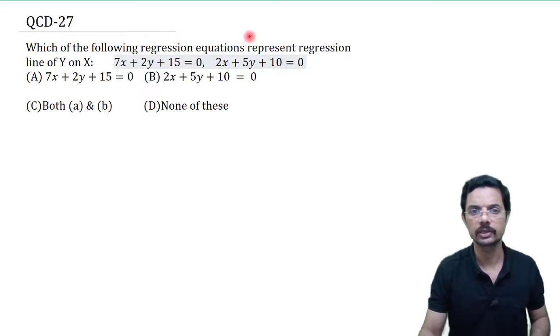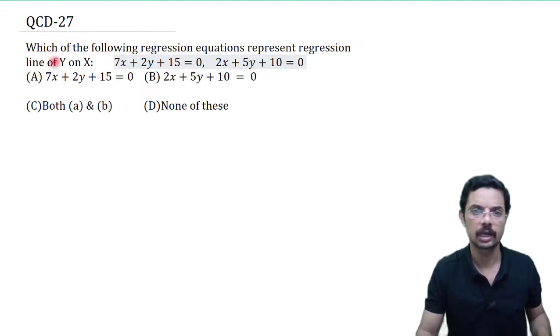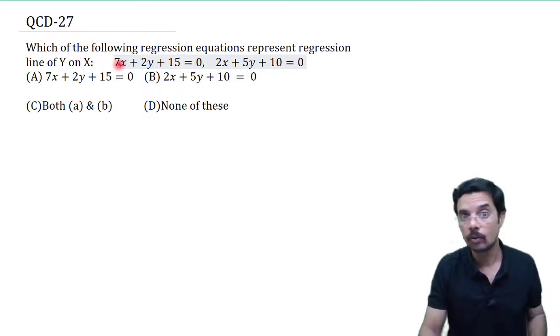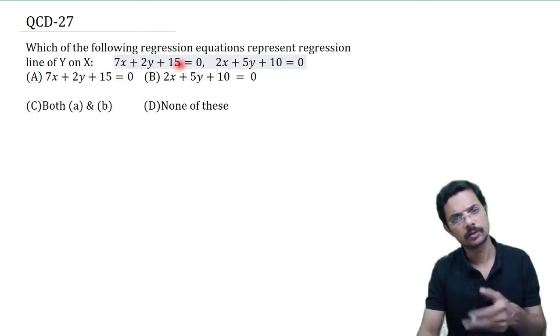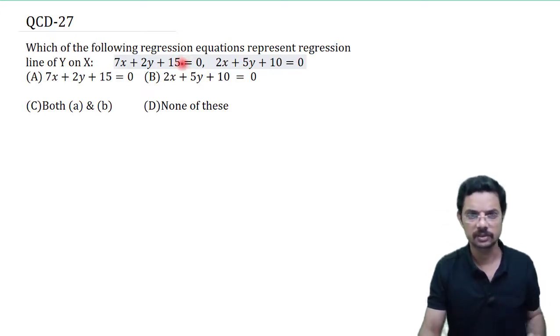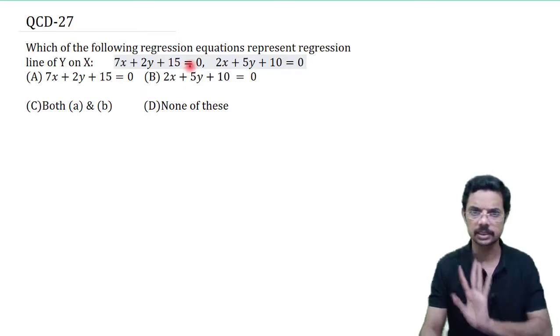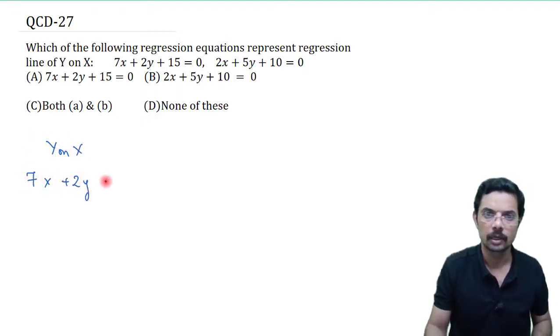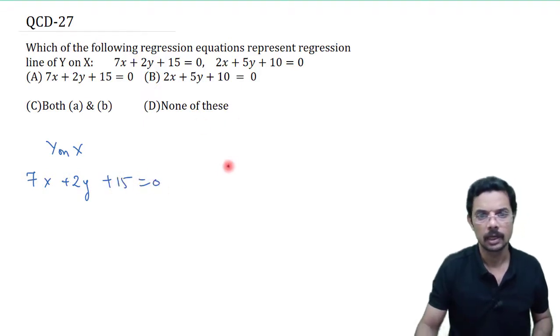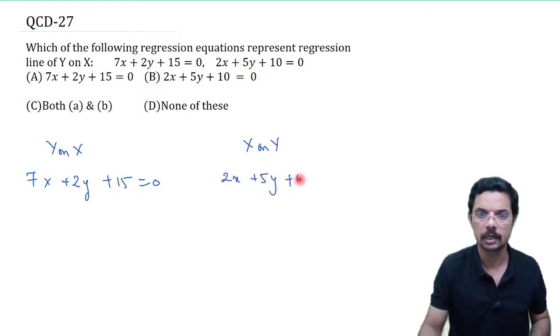Which of the following regression equations represents the regression line of y on x? We don't know which is which, so let us assume and find the value of r. If r square is less than 1, our assumption is correct. Otherwise, we will interchange our assumption. Let the regression equation of y on x be 7x plus 2y plus 15 equal to 0, and the regression equation of x on y be 2x plus 5y plus 10 equal to 0.